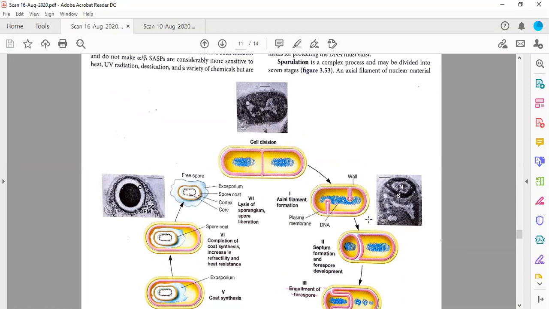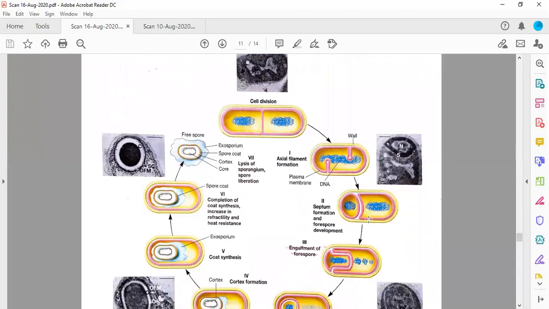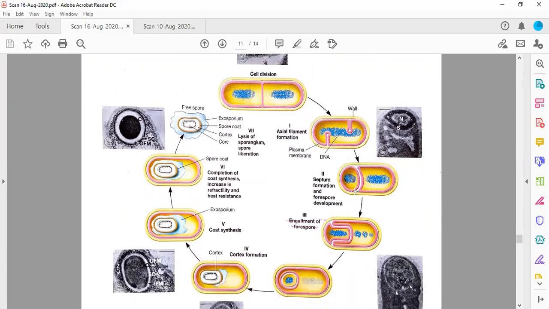Okay, so the question is how these endospores can be formed within bacterial cells. Suppose a bacterial cell is dividing by normal cell division, it will make equal sized cells. But what will happen? An axial filament formation will happen within a cell. So we are taking only one cell this time, and when the cell divides, there is an unequal division.